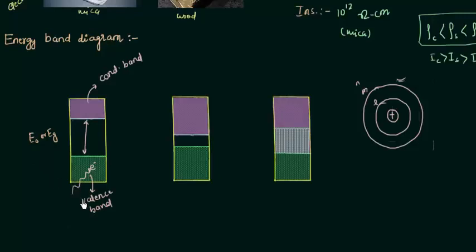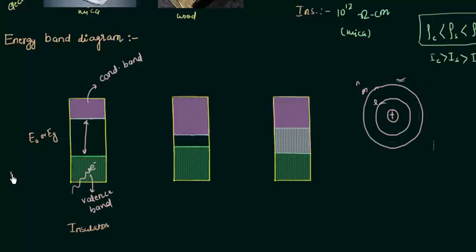And in case of insulators, this is the energy band diagram for insulators. You can see the gap is very large, and hence the electron from the valence band will require more energy to go to the conduction band and participate in the conduction. That's why they are not good conductors, and they will not allow the flow of charge.